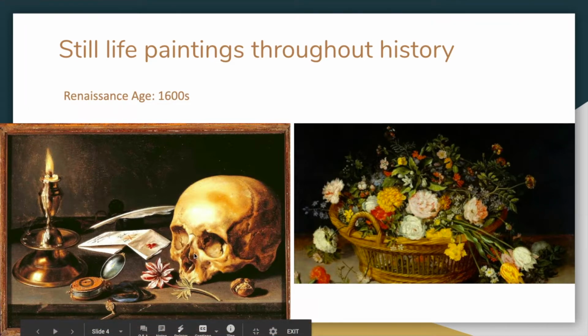Here you see a skull, you have a flower, there's a compass over here. It looks like there's a note with a feather pen in the background, and you have a candle. Oftentimes there was symbolism within these paintings, so all of the objects in the paintings mean something. Then you also have just a painting of a basket of flowers, done very well.